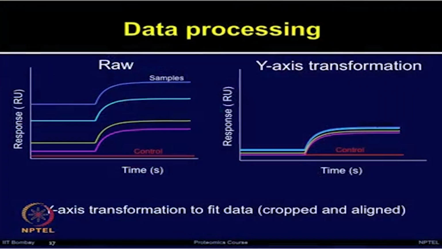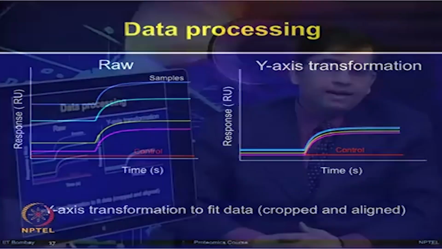Similar concepts can be applied here. Also, as I have shown in this slide, the y axis transformation is important, because you have printed many features on the surface and now you want to bring the signals to the same scale. So, y axis transformation is important to fit the data, which is already cropped and aligned.